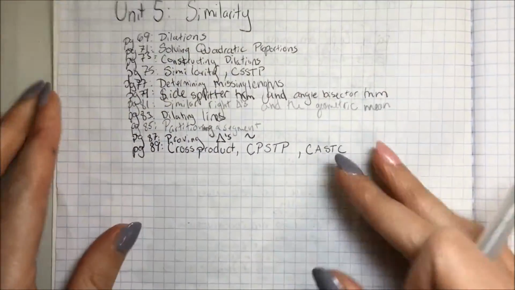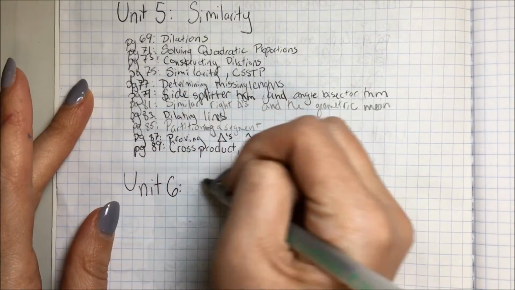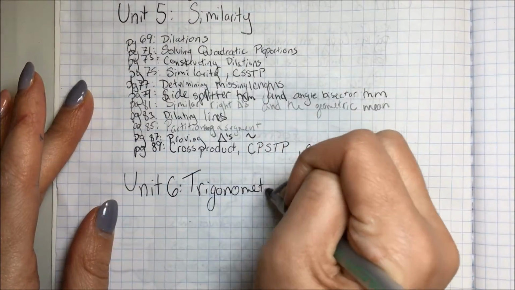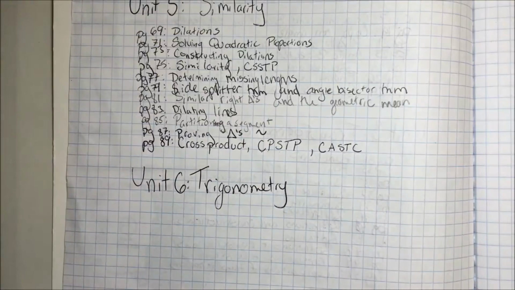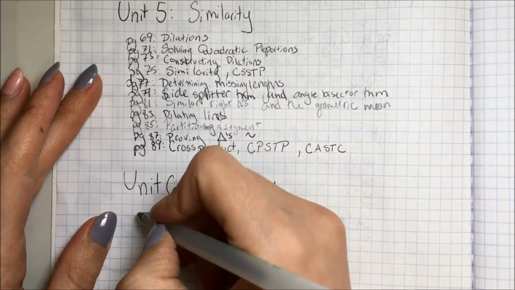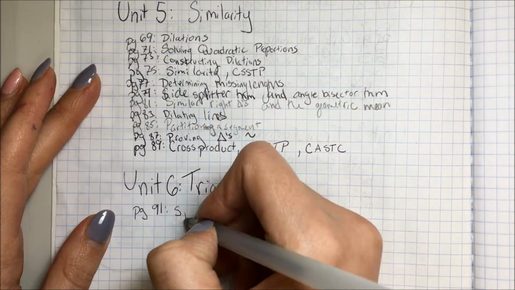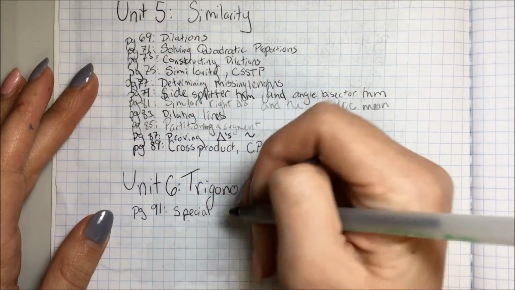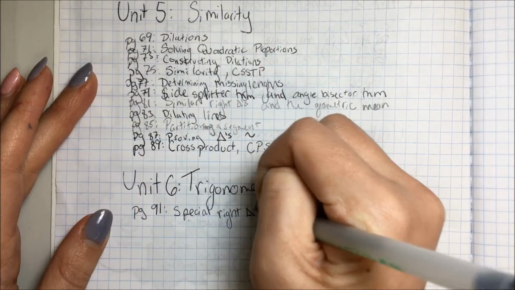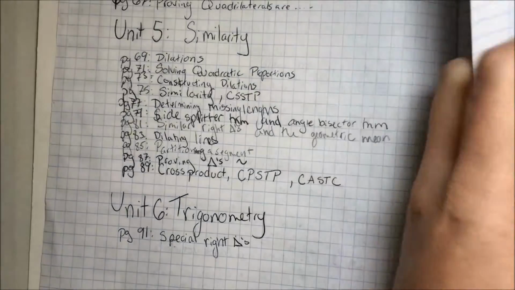We have a new unit, Unit 6: Trigonometry. Trigonometry is all based on similar triangles, specifically similar right triangles. We're first going to talk about special right triangles, because there's certain right triangles that are more specialer than other right triangles.